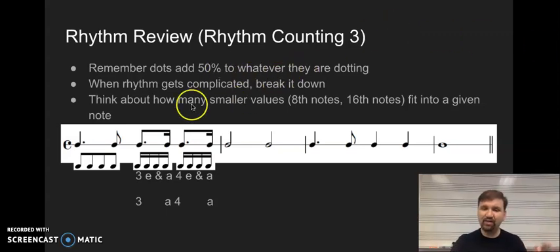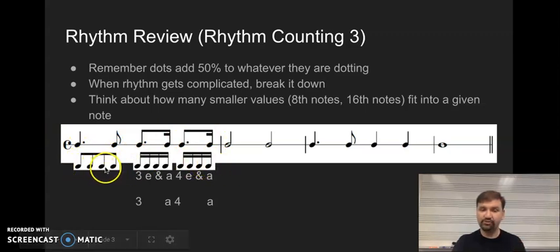When rhythms get complicated, when there's a lot of dots or ties or things like that, break it into something that's simpler and smaller. For instance, this rhythm here, rather than thinking of a dotted quarter note and dotted eighth notes, we can think about how many smaller values fit into that note. For instance, this dotted quarter note contains 3 eighth notes, and this dotted eighth note contains 3 16th notes. For me to figure out this rhythm, I could instead think of this rhythm.